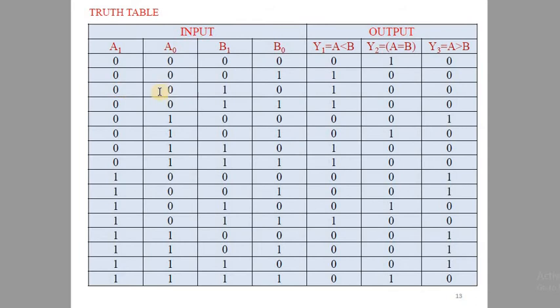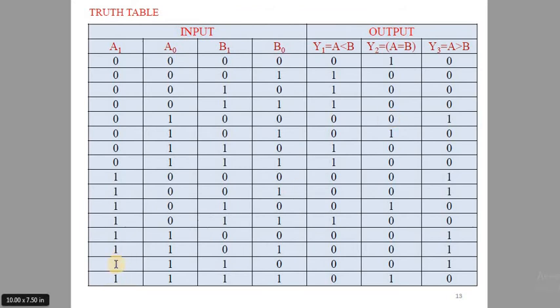Considering the next, 0, 0 and 1, 0: again B is greater than A. Like that, here 1, 1 is for B and 0, 0 is for A. Again B is greater than A. Then 0, 1 and 0, 0 means A is greater than B. Therefore this is 1 and the others are 0.